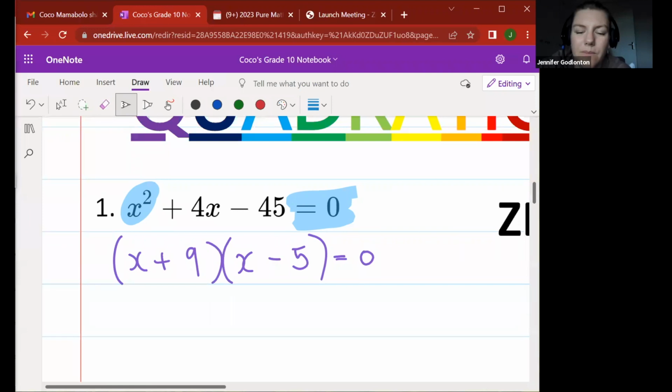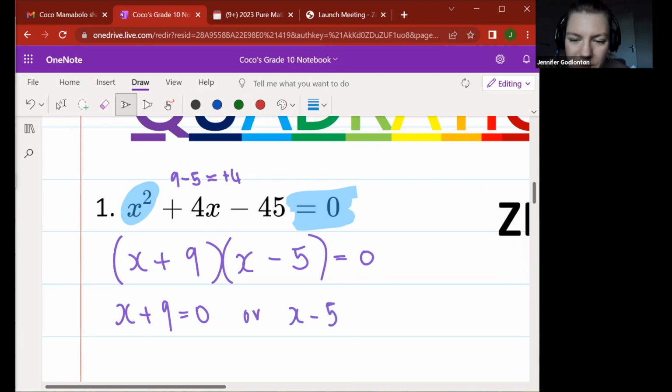Because 9 minus 5 will give us a positive 4, and then 9 multiplied by negative 5 will give us negative 45. Yes. Okay, excellent. Where do I go from here? And then we're going to say x plus 9 is equal to 0, or x minus 5 is equal to 0. Therefore, our x is equal to negative 9, or x is equal to positive 5.